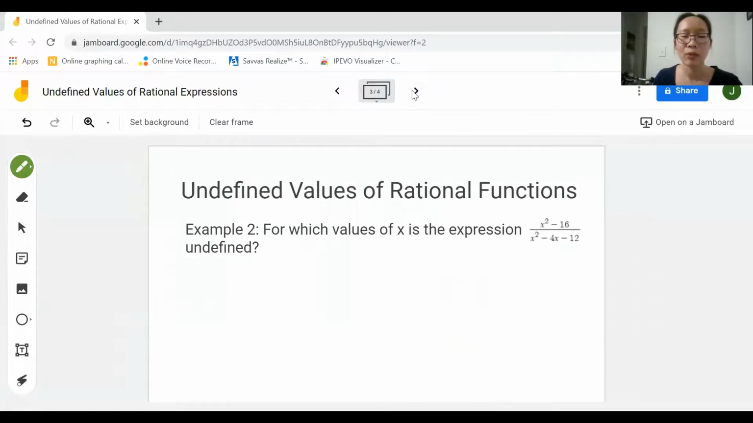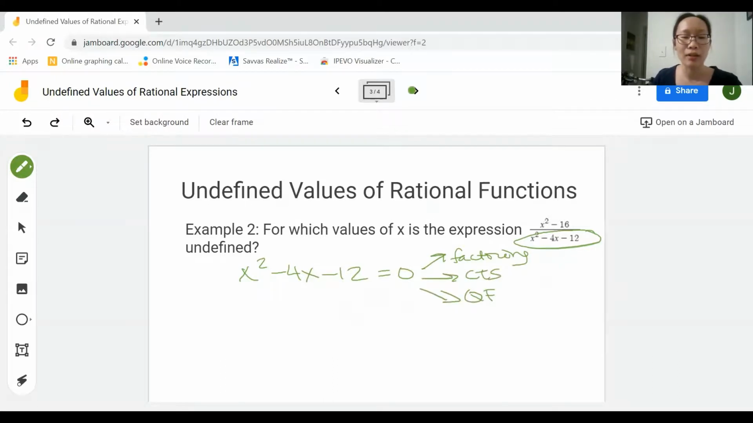Here we're asked for which values of x is the expression x squared minus 16 over x squared minus 4x minus 12 undefined. Again, fractions are undefined when the denominator is equal to 0. So we're going to take that denominator, x squared minus 4x minus 12, and set it equal to 0. Now I have a quadratic equation where I'm trying to find the zeros. I can do that by factoring, or completing the square, or doing the quadratic formula, whatever you prefer.